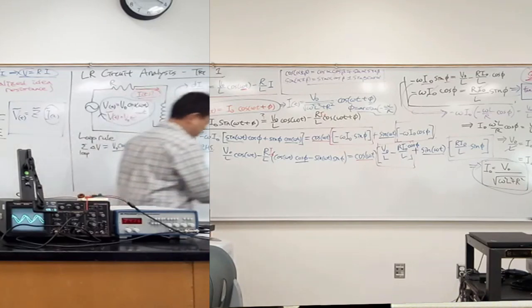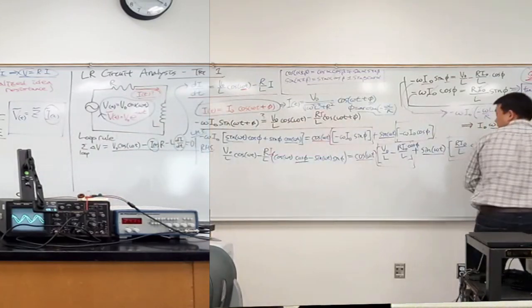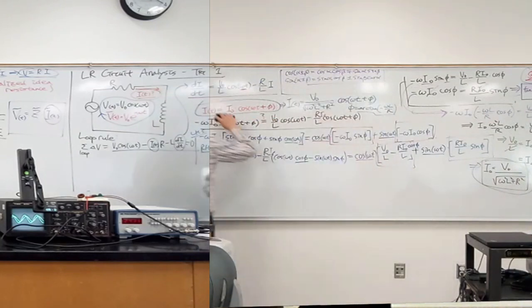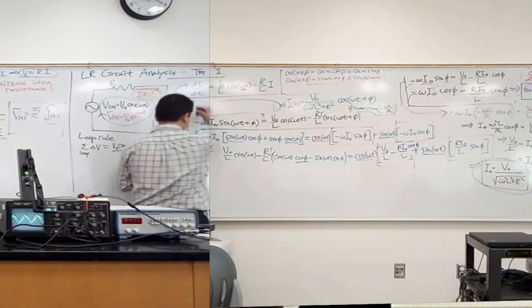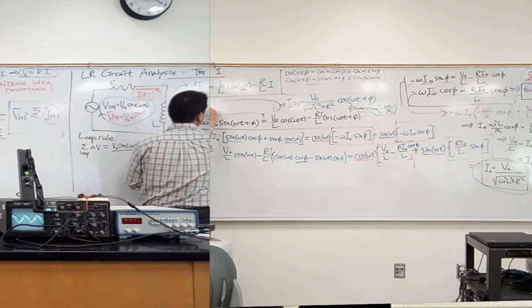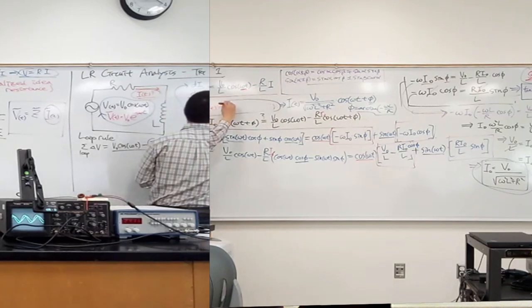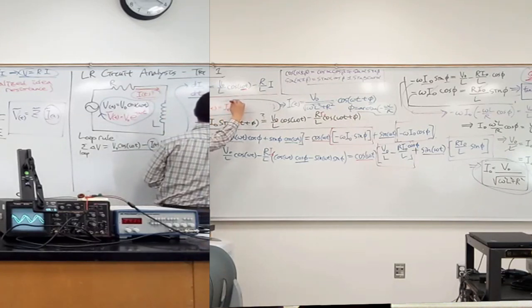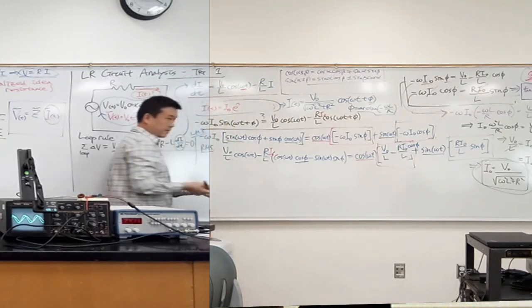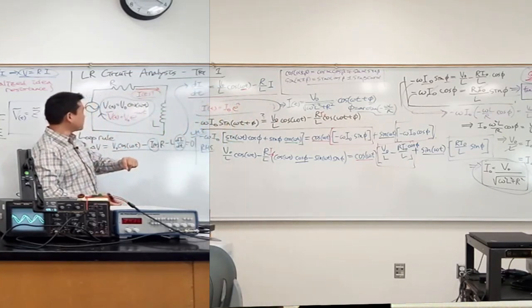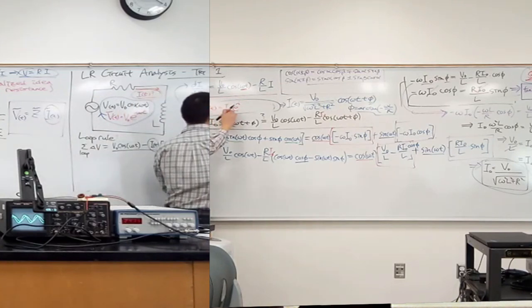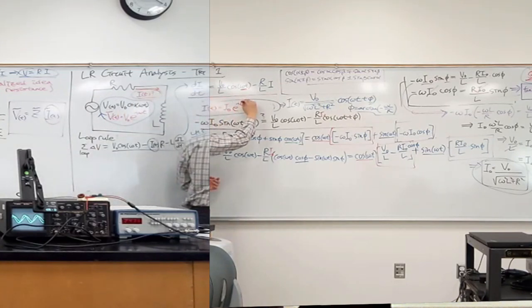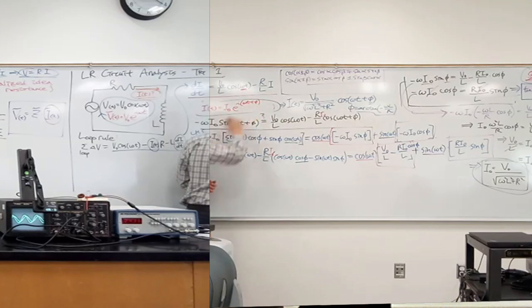But the solution I look for will no longer be this. Instead, it'll be the complex version of this. The current as a function of time is I naught times e to the i omega t, but I learned my lesson from last time. I should include a phase factor. It would be e to the i omega t plus phi.